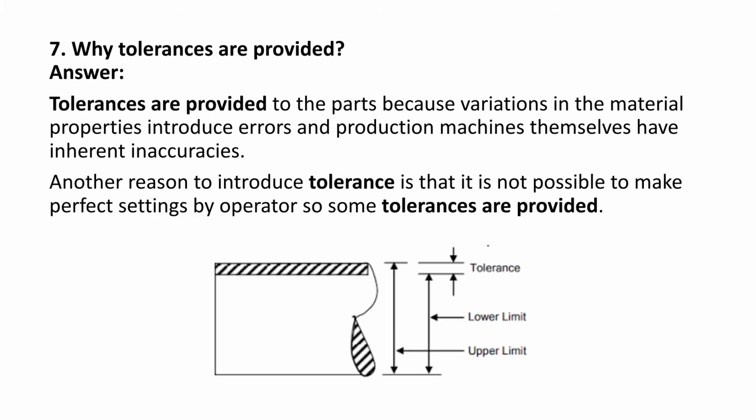Okay, so whenever you are carrying out the machining activities, your machine tool may have certain flaws, and because of that you cannot produce a component with exact dimension. And again, whatever material you are processing, that material may have certain defects, okay, and due to which the tolerances are provided. Another reason to introduce the tolerance is that it is not possible to make a perfect setting by operator, so some tolerances are provided. Okay, so it is not possible for the operator to provide exact setting on the machine so as to provide the exact component, and hence the tolerance is provided.